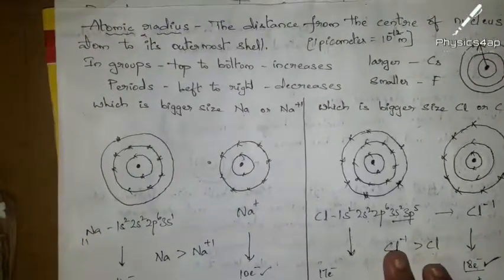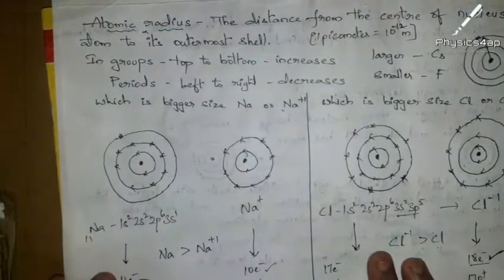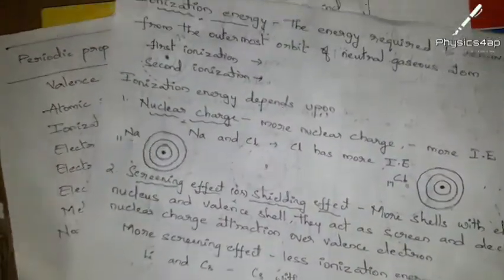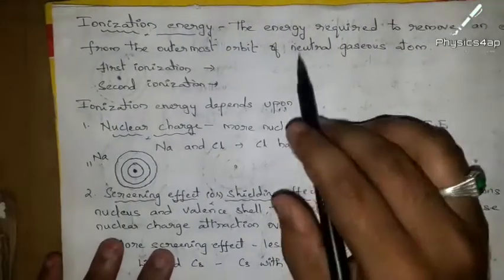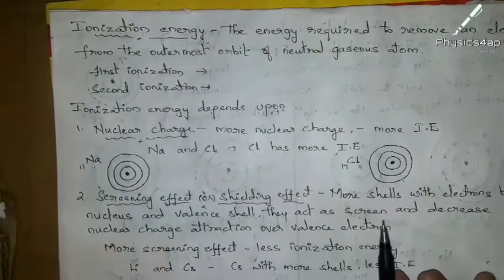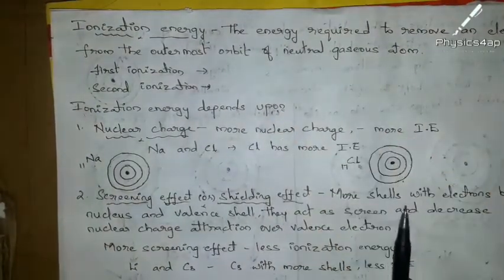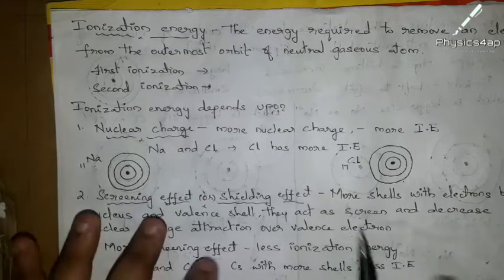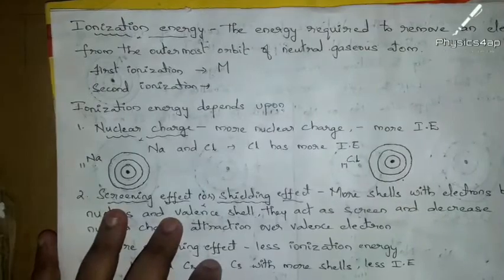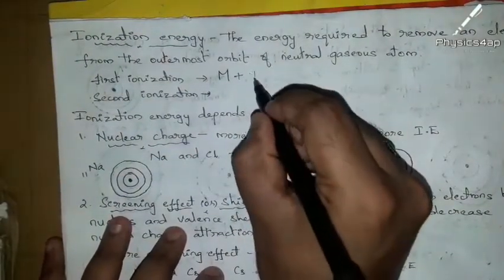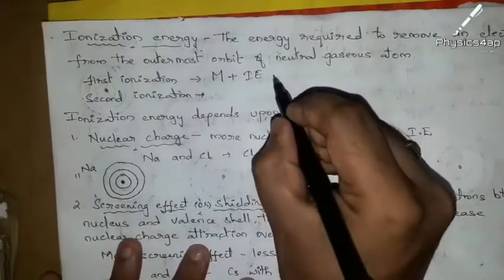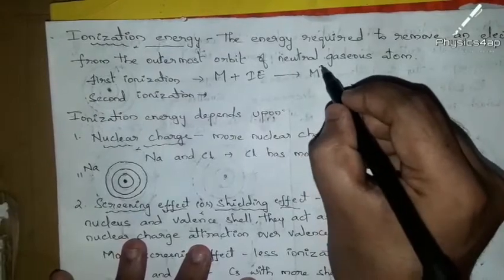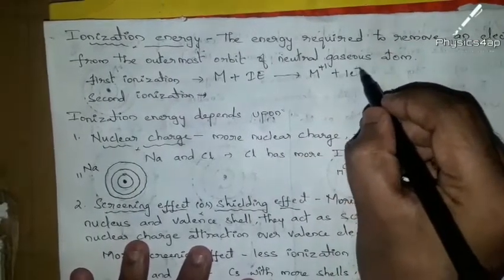Yes. Now next, coming to the next one, which is called ionization energy. Ionization energy is nothing but the energy required to remove an electron from the outermost orbit of a neutral gaseous atom. For example, I have a neutral gaseous atom like M. Now I am applying some ionization energy. By applying some ionization energy, an electron has been removed, so we get M+, one electron removed. This is what we call the first ionization energy, IE1.